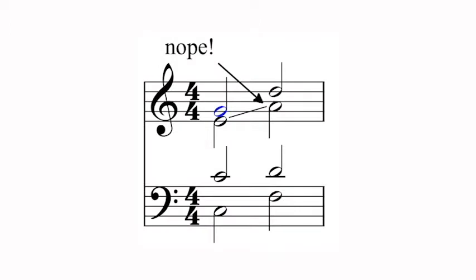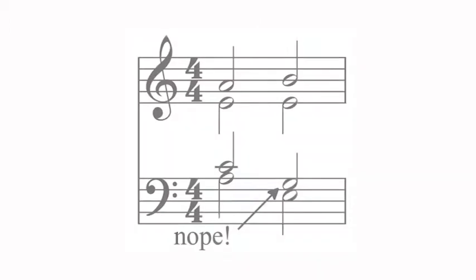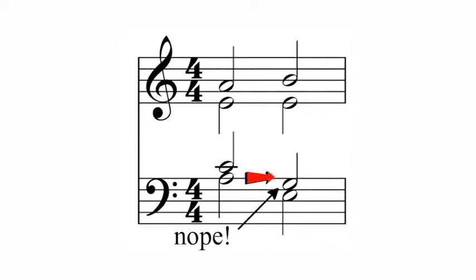Let's look at an example of voice overlap. Here you can see that the alto has extended beyond the G that the soprano had in the previous chord. This would be considered objectionable. Let's look at one other example of voice overlap. Here you can see that the tenor went below where the bass was in the previous chord. This is also considered objectionable.